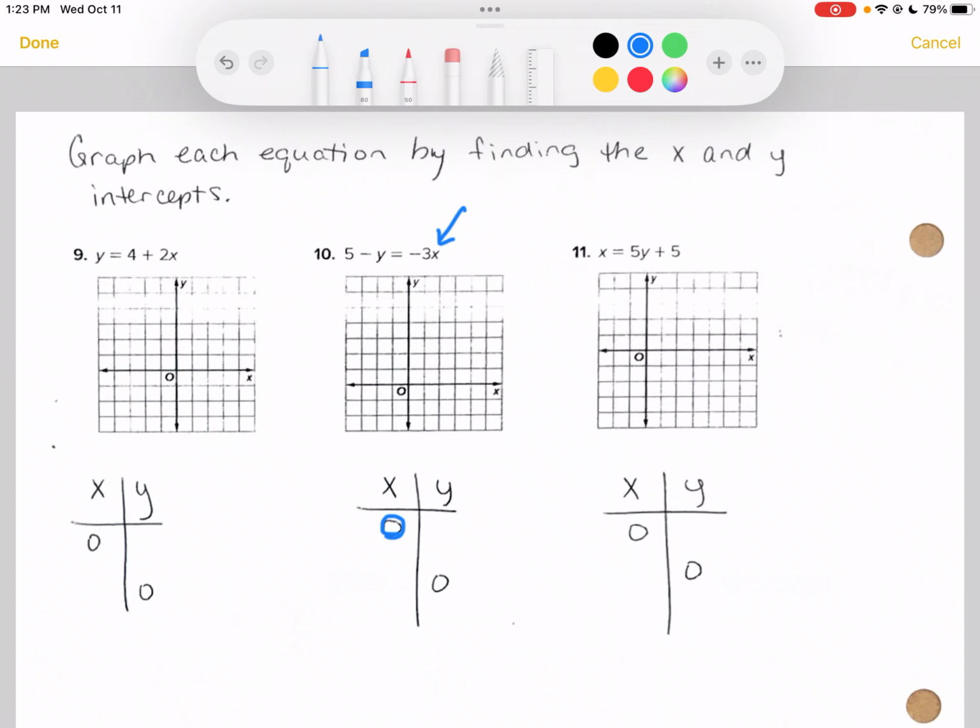So I need just some space, right? I need to be able to say, okay, 5 minus y equals negative 3 times 0. Well, this is 0. So then I have 5 minus y equals 0. So I'm going to make this easy on us and just add y across. 5 equals y. Plug it in. Graph it. 1, 2, 3, 4, 5.